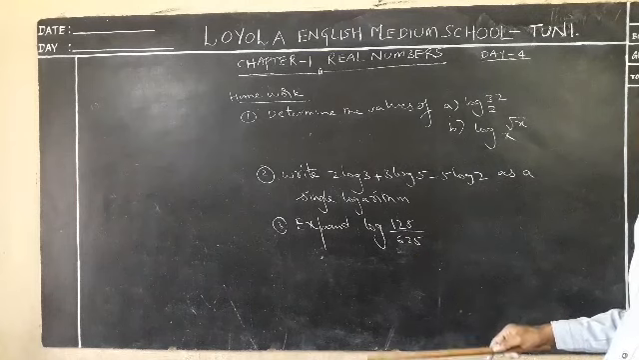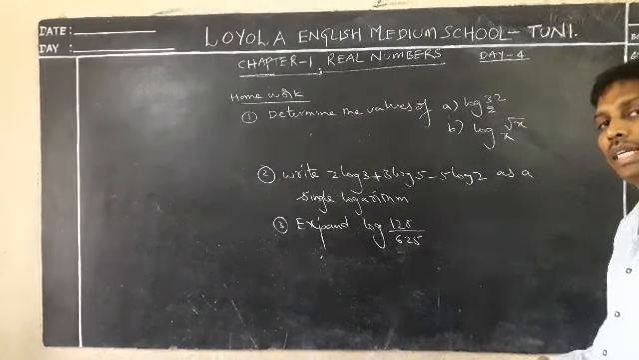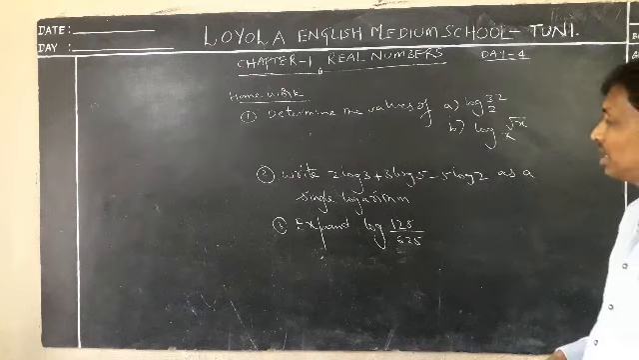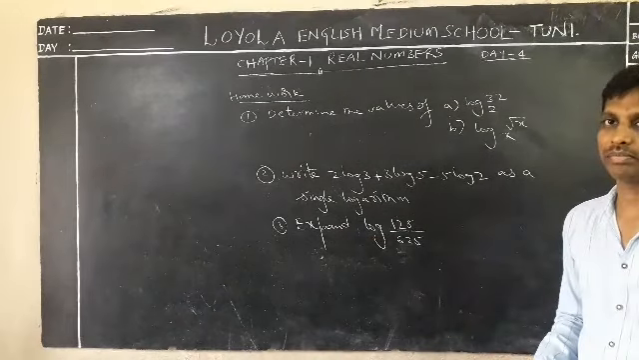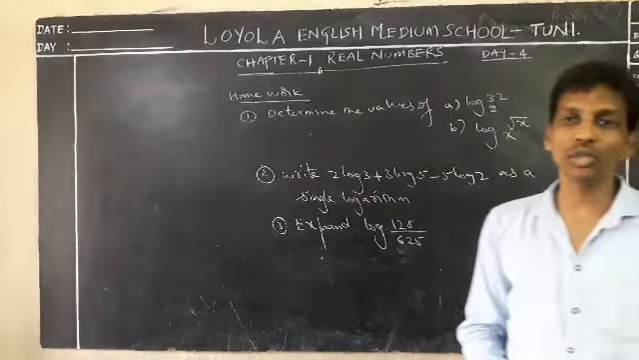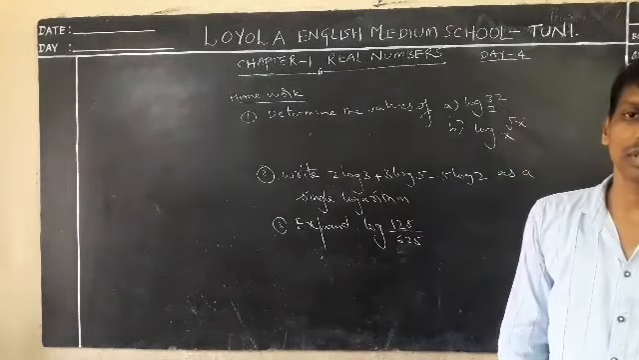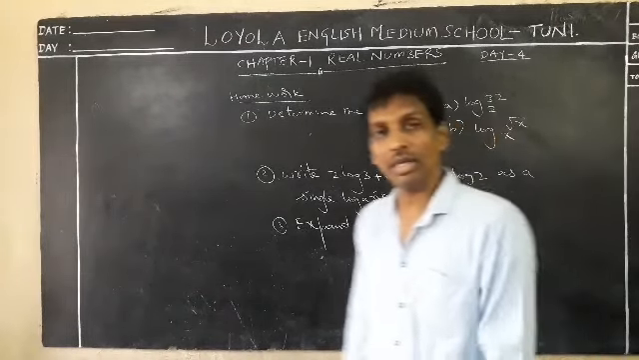Expand log 128 by 625. That means simplified form is given. We are asking to write its expanded form. Hope you will do these three sums. Okay, right. Note down. Thank you.